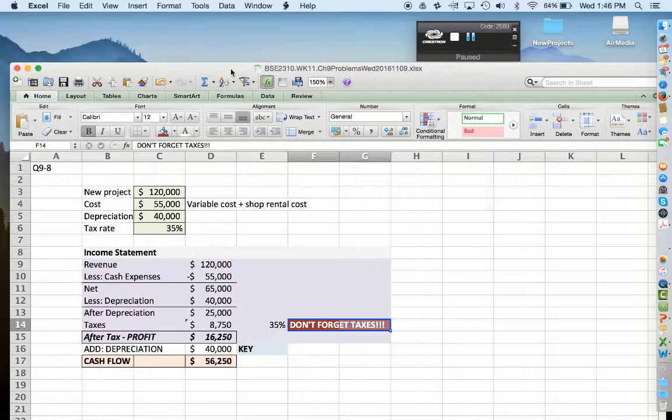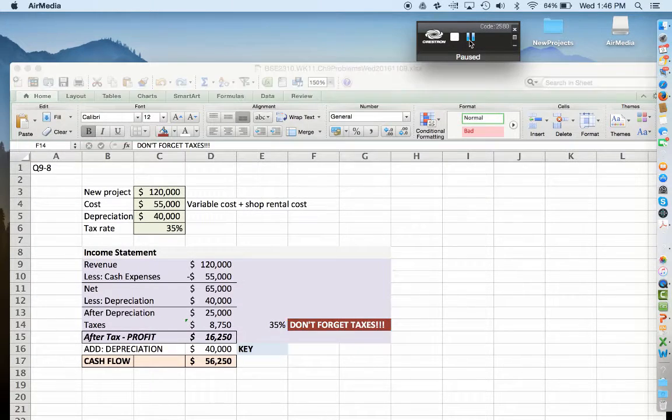Okay, what do we have for the cash flow? It's got the number. That sounds right. Yep. 56,250.